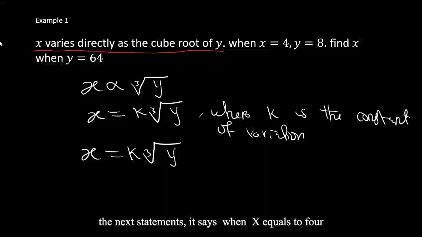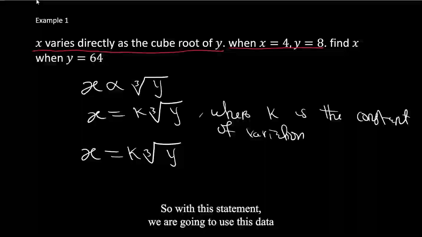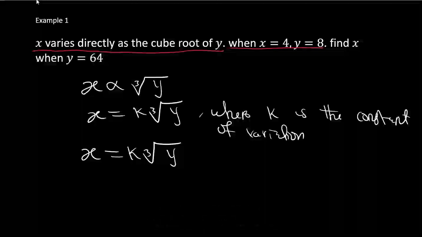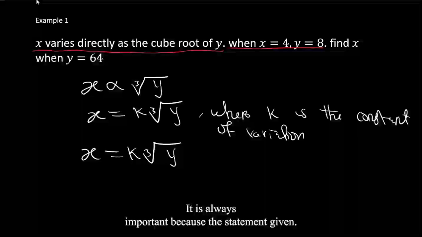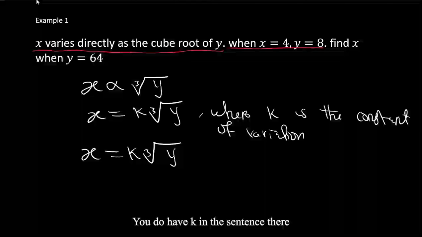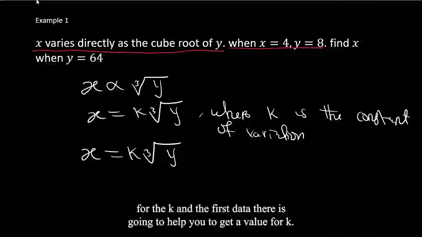The next statement, it says when X is equal to 4, Y is equal to 8. So with this statement, we are going to use this data to get the value of our K. It is always important because in the statement given, you don't have K in the sentence there, but you have introduced K. So you need to determine the exact value for K. And the first data there is going to help you to get a value for K.